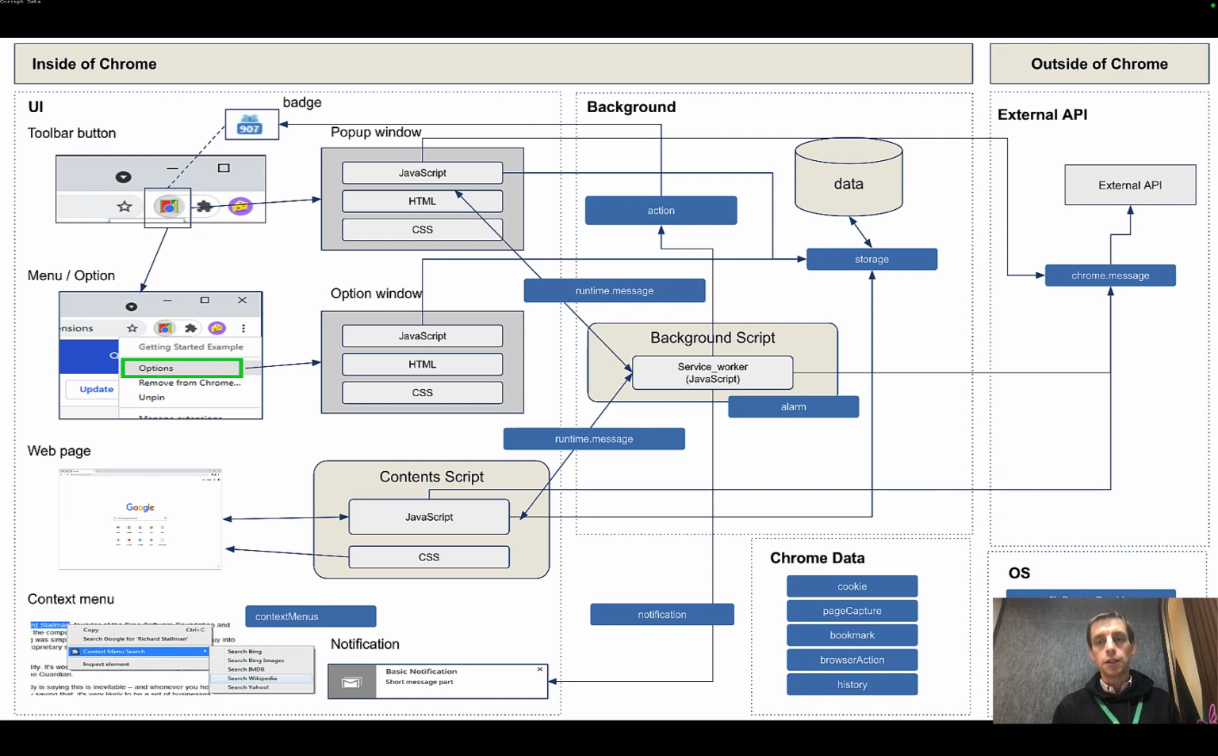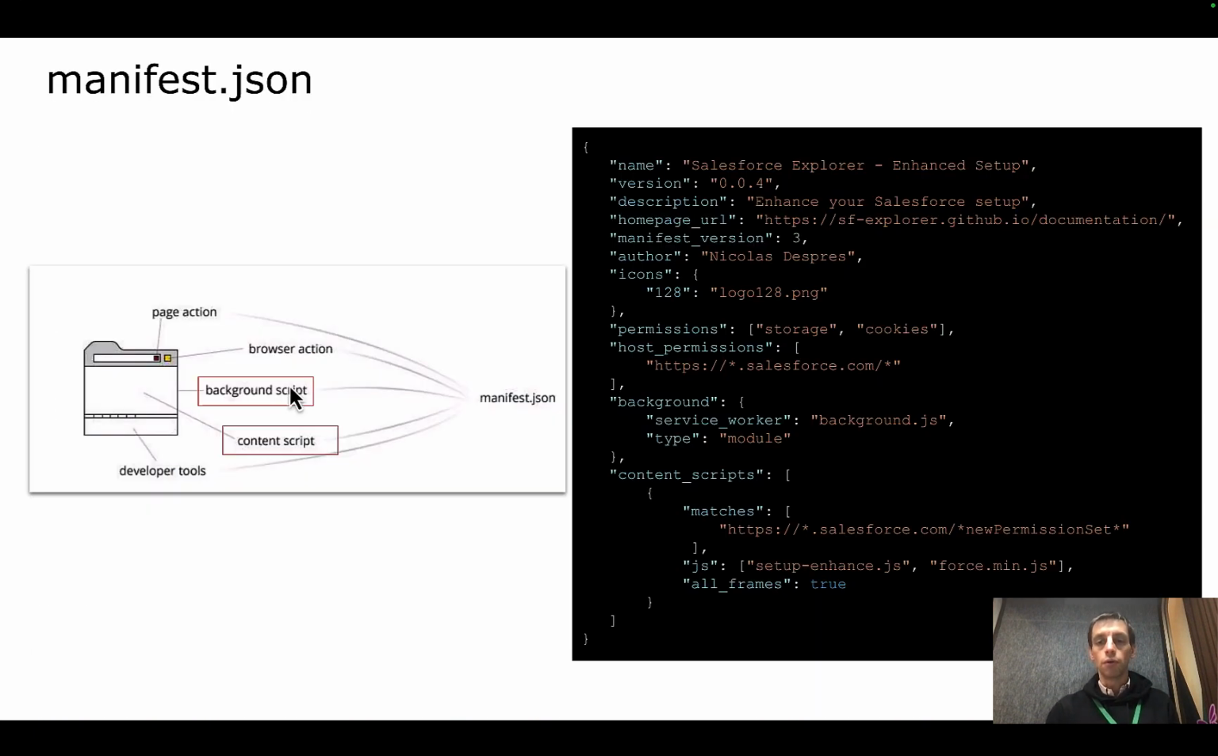But the idea already, when you create an extension, you define a file called manifest.json, which will point toward the different components you'll use in your app. So if you use a page action, a browser action, a background script, and so on. What you need for a Salesforce extension is usually a background script and a content script, and that's all.